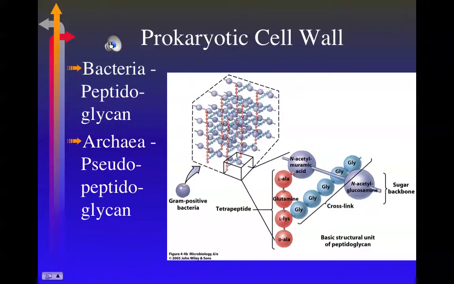An important, unique component that's found in prokaryotes is a structure called a cell wall. The cell wall of bacteria is composed of peptidoglycan. Archaea have cell walls made of pseudopeptidoglycan. Now, the peptidoglycan thickness or thinness will tell us what kind of staining quality we will see when we take these microorganisms into the laboratory and stain them.